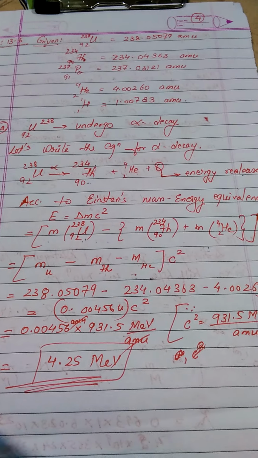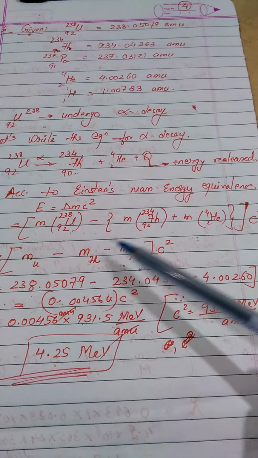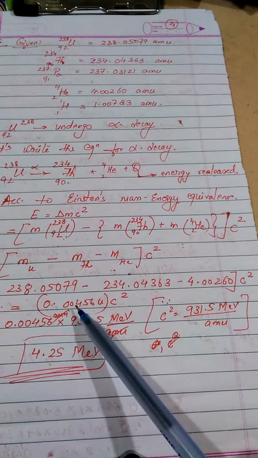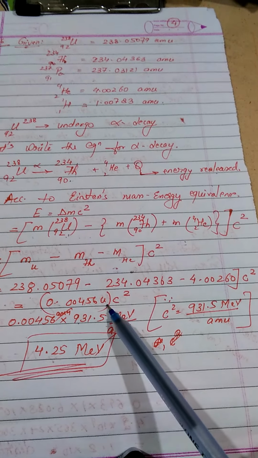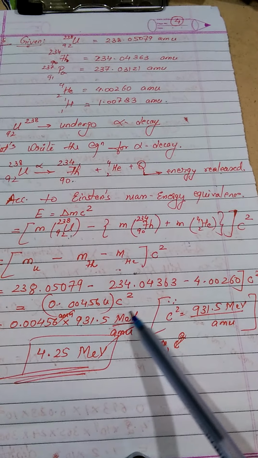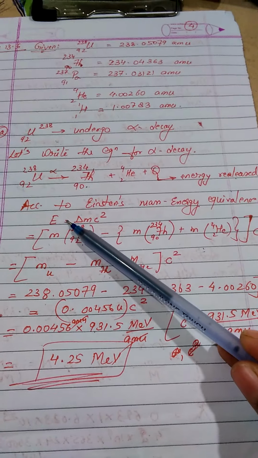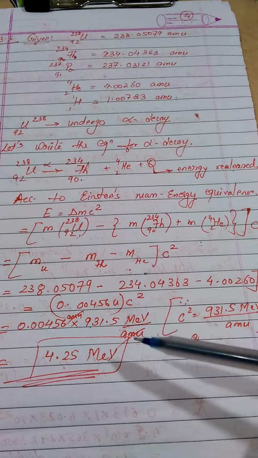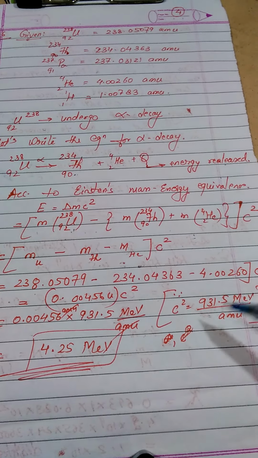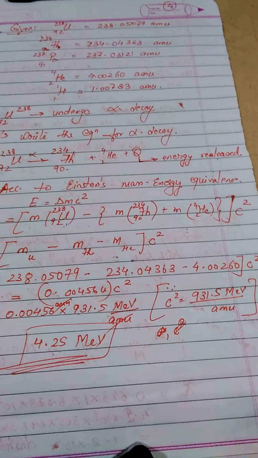After substituting the given values in this equation, that is the mass of uranium, mass of thorium and mass of helium, we are getting the value as 0.00456 atomic mass unit times c square. As we all know, if I have to represent the energy in mega electron volt, then instead of c square we can write it as mega electron volt per atomic mass unit, because c square is 931.5 mega electron volt per atomic mass unit.